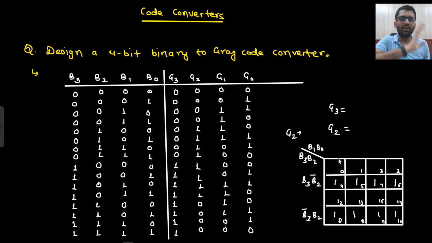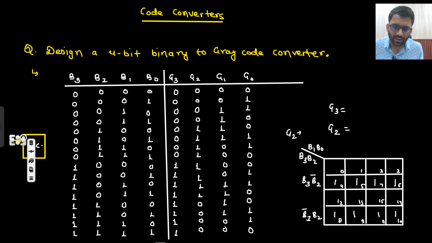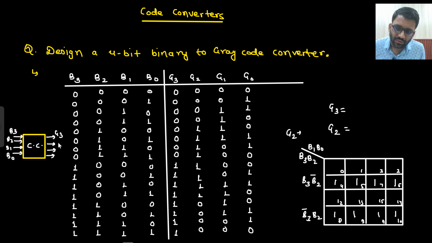Design a 4-bit binary to gray code converter. You need to convert binary to gray. If you need to draw the block diagram, I will draw the block diagram. So let's just say this is my combination circuit. My input is 4-bit binary and my output will be gray code. Certainly it will be 4-bit only, because in binary and gray code the number of bits would be the same.